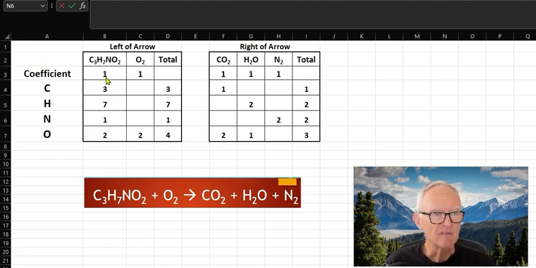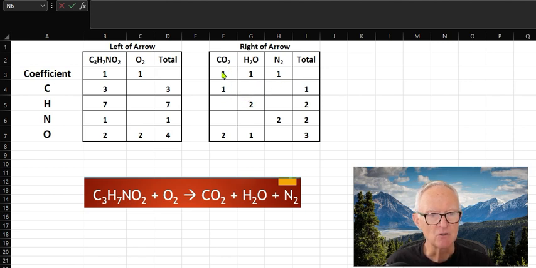So if my coefficient is 1, for example, for that first C3H7NO2, then it means I have 3 carbons, right? 3 carbons times 1. I have 7 hydrogens, 7 in the formula, times 1, 1 nitrogen and 2 oxygens. In oxygen, the coefficient's 1, so I have 2 oxygens. So the total on the left of the arrow is 3, 7, 1, and 4 for carbon, hydrogen, nitrogen, and oxygen, respectively.